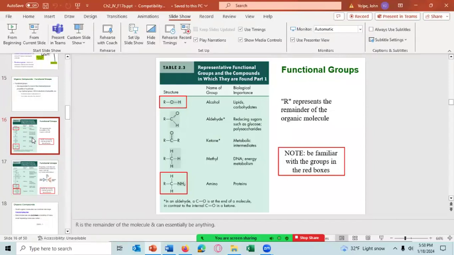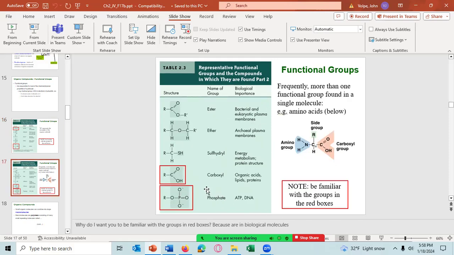Here are the different functional groups you need to know about, the ones surrounded by a red box. You need to know the OH group, which is found in lipids and carbohydrates, and is not stated here, but it's found in nucleotides as well, or nucleic acids. You need to know the amino group, the NH2 group. It's found in proteins and amino acids. You need to know the carboxyl group. It's found in organic acids, in lipids, and in proteins and amino acids.